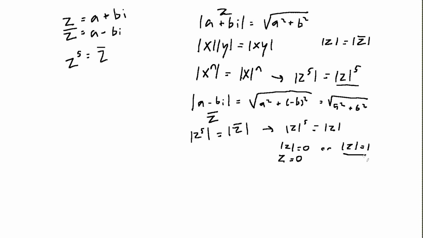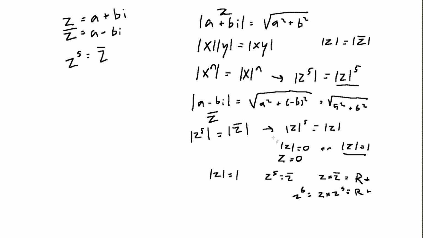So what if the magnitude of z is 1? Well, let's think about what we know. We know that z to the 5th equals z bar. And we know that z times z bar is a positive real number. You can see this in the problem itself, in the introduction to conjugates. So I could write what it's equal to, but we just need to know that it's a positive real number. And since z bar equals z to the 5th, we know z times z to the 5th is a positive real number, and that's obviously z to the 6th.